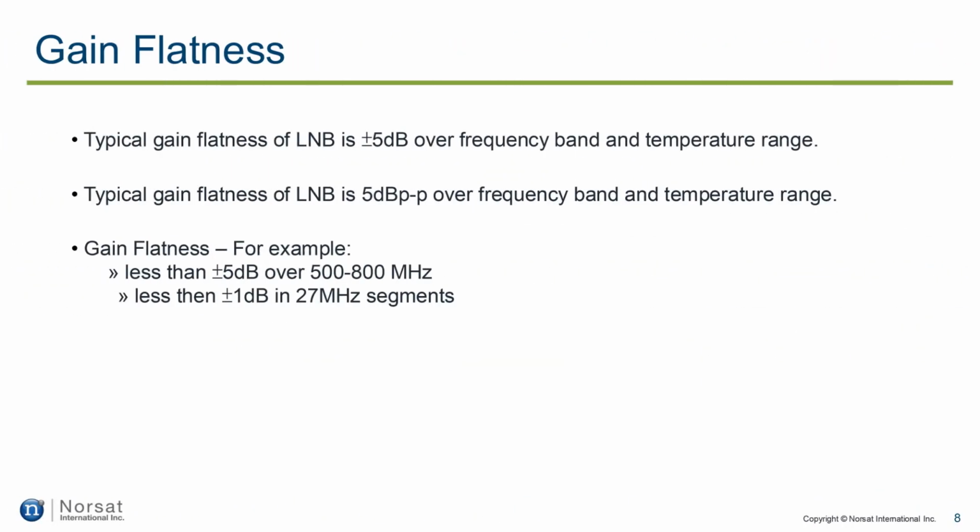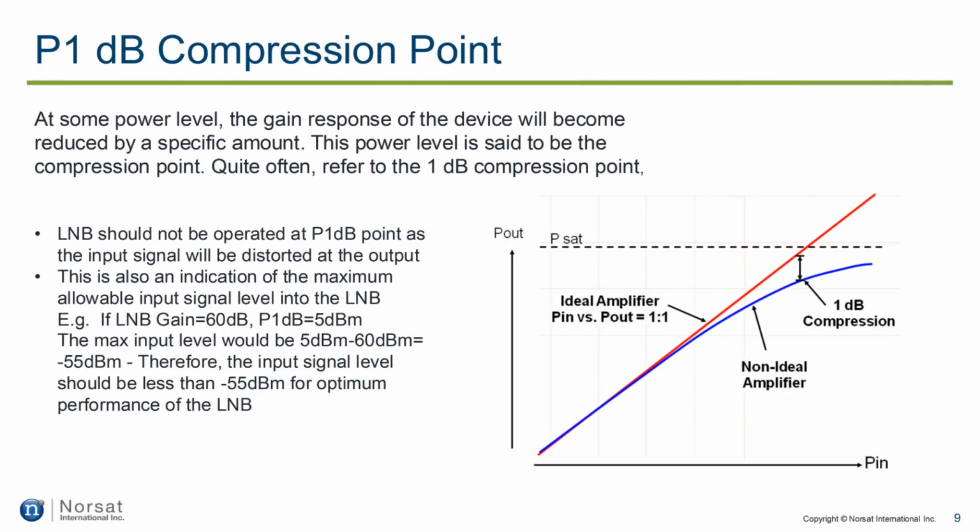Moving on to gain flatness. Gain flatness is a measure of gain variation over a range of temperature and frequency band. Typical gain flatness of an LNB is 5 decibel peak to peak over the operational frequency range and the operational temperature range. P1 dB is the next parameter we want to introduce.